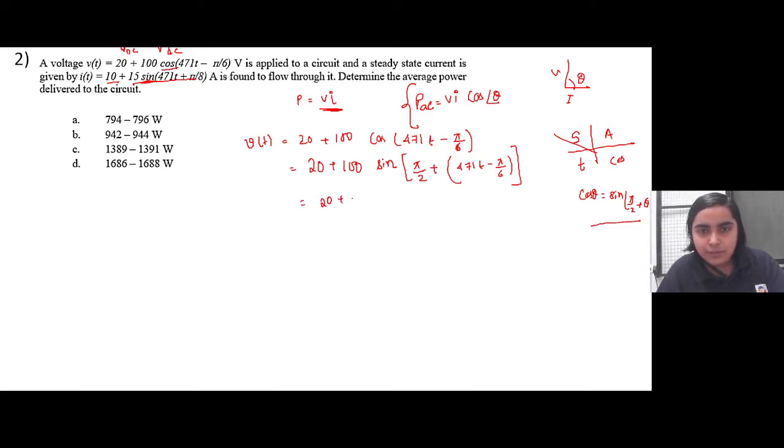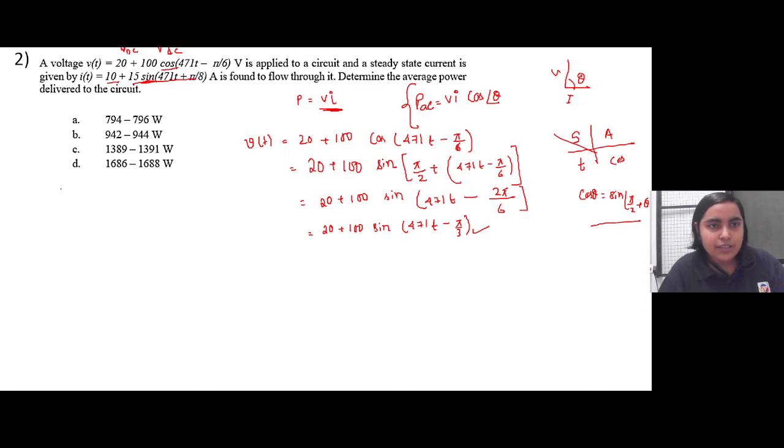So it is 20 plus 100 sine of 471t plus, so pi by 2 minus pi by 6. So denominator we have 6. This is 3 minus 1, 2 pi by 6. So the final equation is 20 plus 100 sine of 471t plus pi by 3. This is the voltage equation.